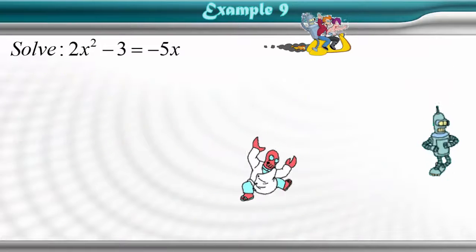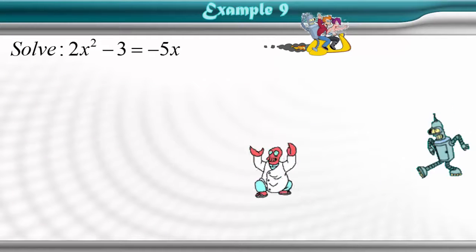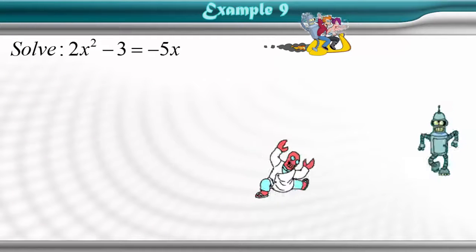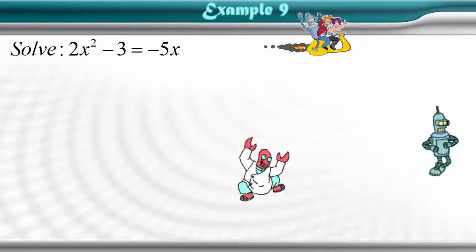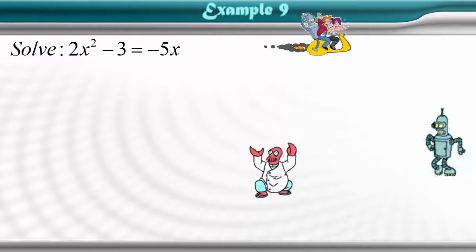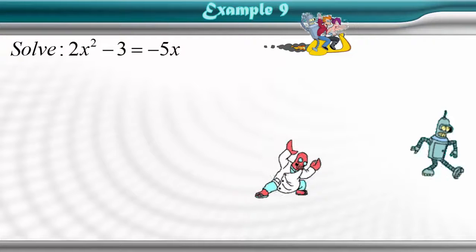In example number 9, we're asked to solve 2x squared minus 3 is equal to negative 5x. So let us go over to the whiteboard and work this one out.